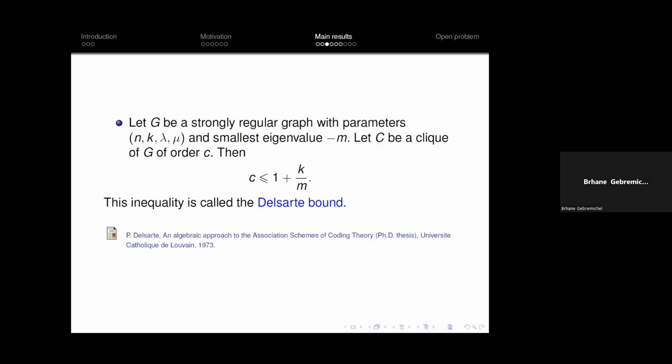Let G be a strongly regular graph with parameters n, k, lambda, mu and smallest eigenvalue negative m. Let C be a clique of order C. Then we know C is at most 1 plus k over m. This inequality is called the Delsarte bound. I think many of us are familiar with this one.